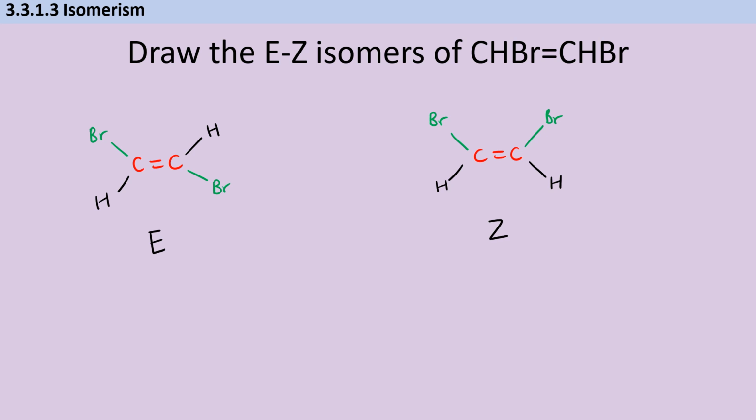Rather than classifying an isomer, you could be asked to draw it. So here we're drawing the E and Z isomers of this molecule. We're going to start off with this carbon-carbon double bond in each case. And in one of our isomers, we're going to have the high priority groups on opposite sides of the double bond, and in one of the isomers, they're going to be on the same side of the double bond. And then we can fill in our hydrogens. So we've got our E isomer on the left and our Z isomer on the right.